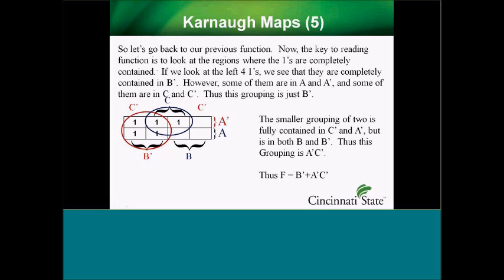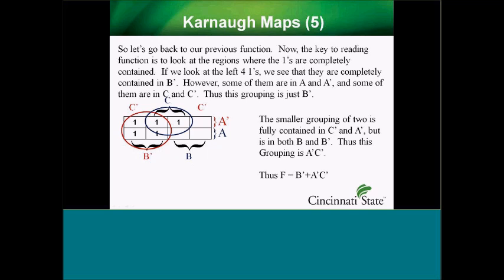Notice that half of them are in A prime, half of them are in A, and half of them are in C prime, half of them are in C. So basically, you only want to write down those that they're completely contained in. So those 4 are B prime. Likewise, the 2 on top are fully contained in C, and they're fully contained in A prime. That should be C, not C prime. So that's an error. Lost my pointer. Not sure what this is.